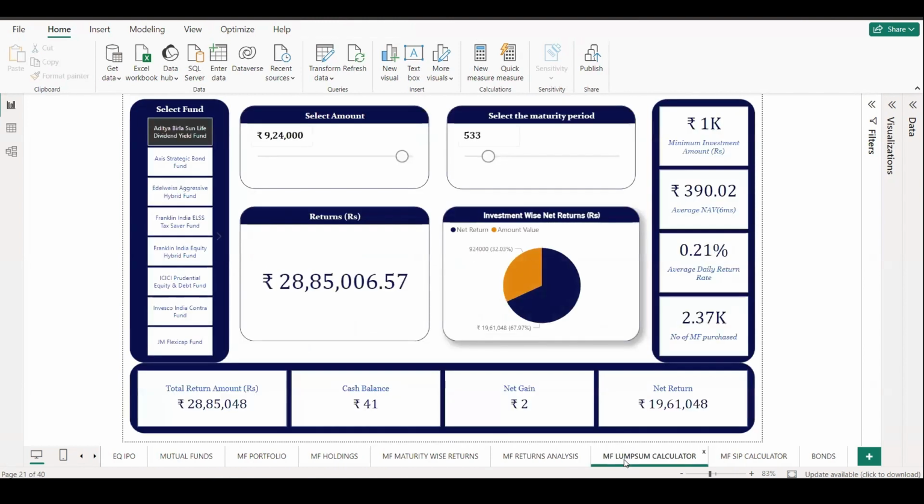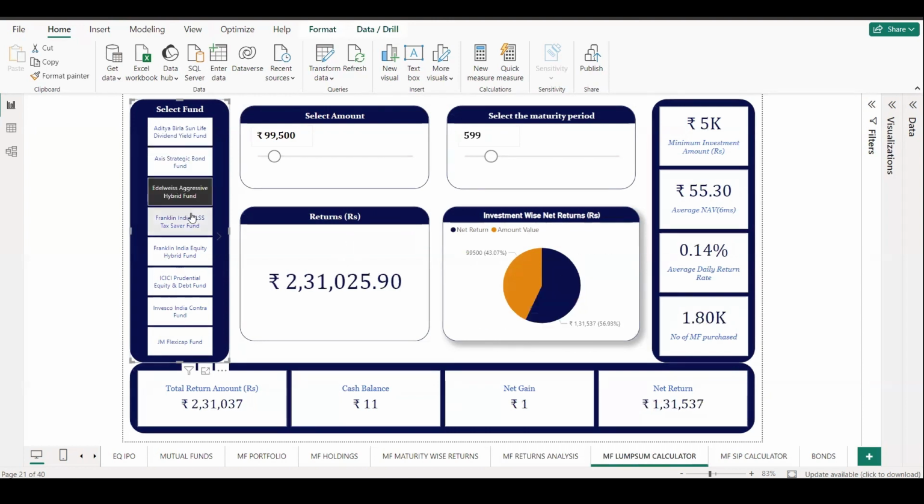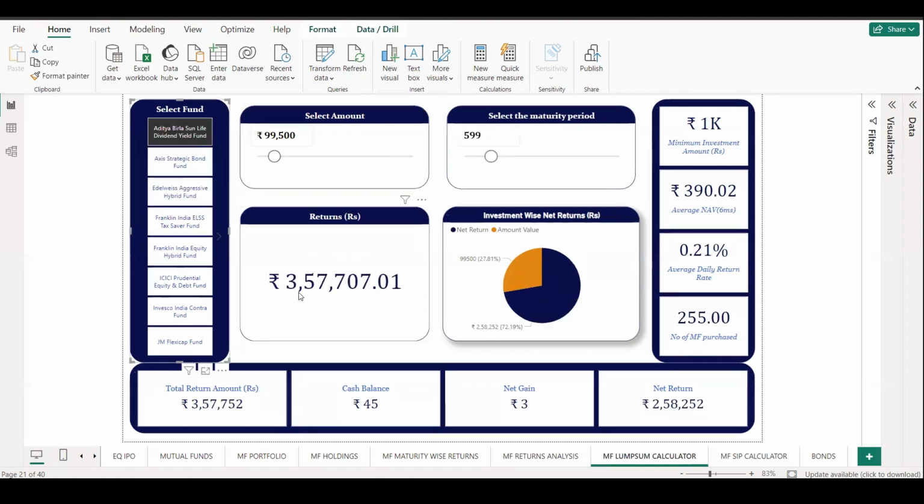And finally, this is the page that is important for an individual investor, where he'll be able to choose an amount, let's say 1 lakh rupees, for a period of 600 days. And I can see how much return this particular mutual fund will give me almost. It's Aditya Birla will give me 3,57,000 rupees if I invest 1 lakh rupees now.